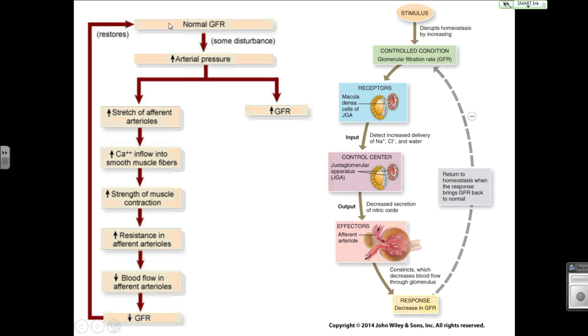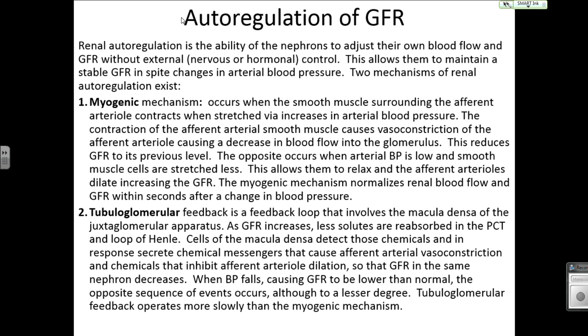Vasoconstriction means less blood flow in the arteriole, which decreases GFR, and that's how we restore normal GFR. This is what type of feedback? We're opposing the change, it's negative. Okay. Tubuloglomerular feedback involves that juxtaglomerular apparatus. That section of our distal convoluted tubule that brushed past that afferent arteriole.